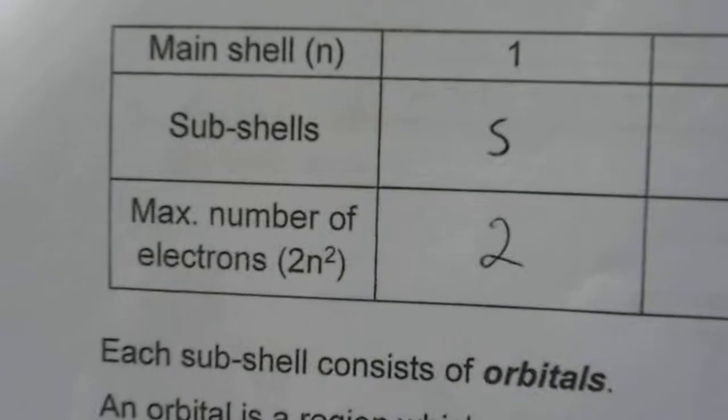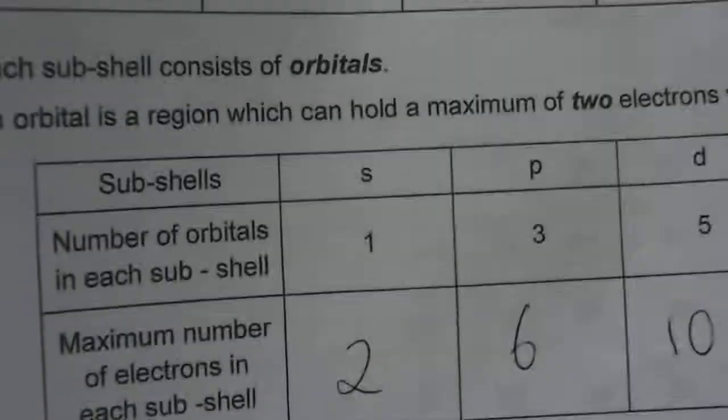In the second level, we have S and P, maximum of 8 electrons. In the third shell, we have S, P, and D, 18 electrons. In the fourth, S, P, D and F, 32 electrons. So we know this because each subshell contains orbitals, right?